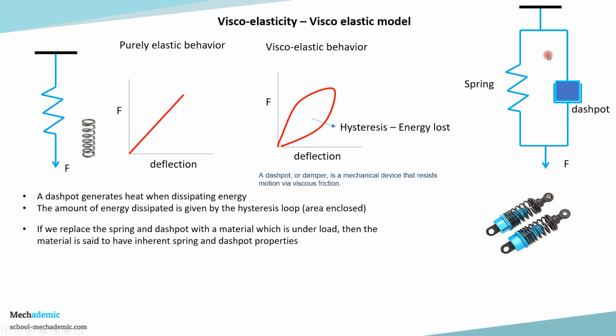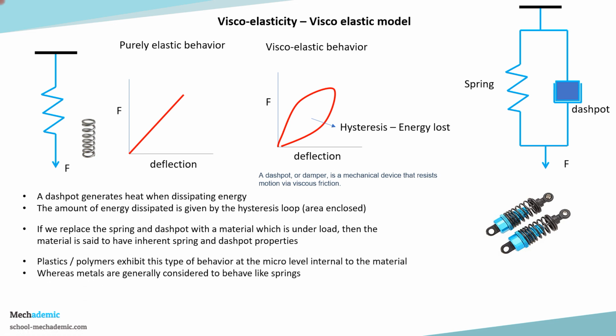And that material is nothing but the plastic which we are studying. So it will have the inherent spring and dashpot properties, and it will have the viscoelastic behavior in which there will be energy lost due to hysteresis. So the plastics or polymers will exhibit this type of behavior at the micro level, which is internal to the material. So in plastics, there is no separate spring and damper or dashpot. Both of these are generally integral to the material and the behavior is observed for the plastics.